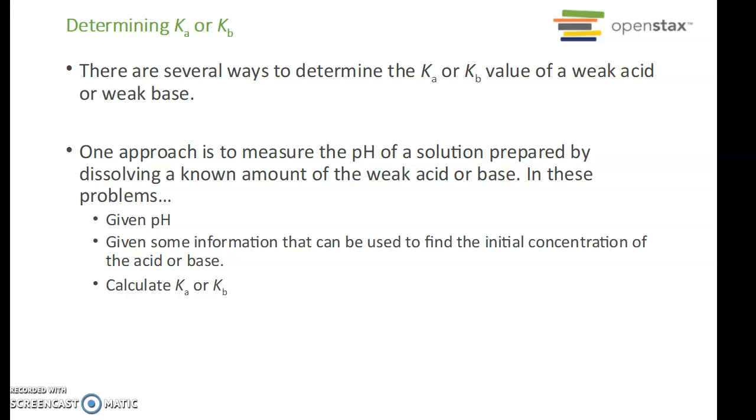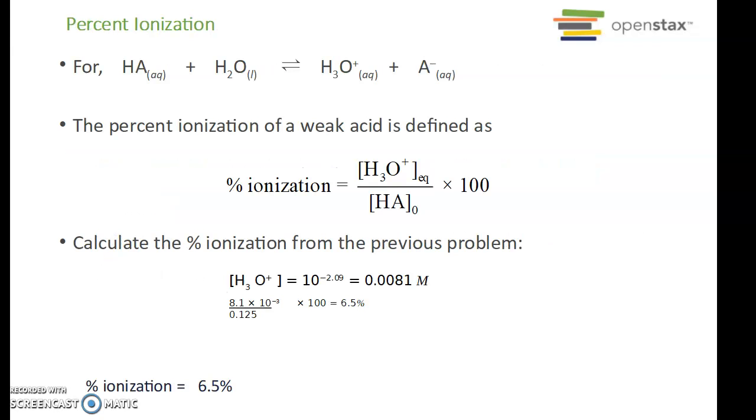Example 14.12 gives you the Ka for a weak acid, and example 14.13 gives you the same thing for a weak base. Now, the other thing you can do is look at the percent ionization. For this particular equation, where you've got a weak acid, the percent ionization of the weak acid is defined as the hydronium ion concentration divided by the HA concentration, times 100.